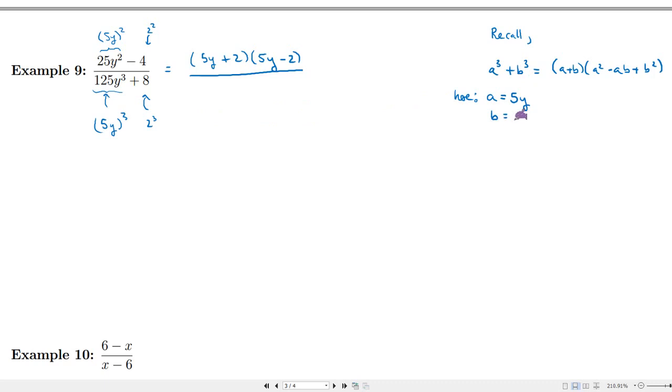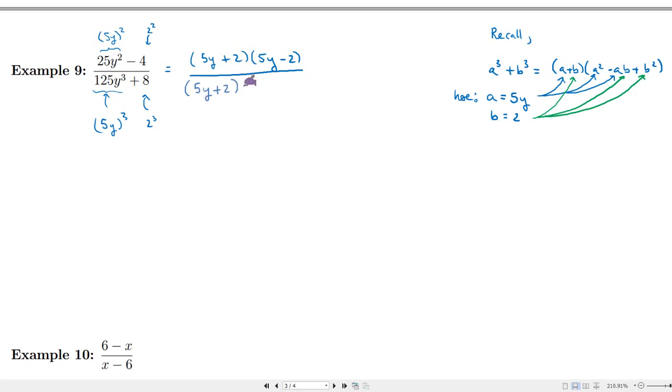And what's b? b is 2. So all we've got to do is replace all the a's with this 5y, and the b's, let me switch to another color here, the b's will be replaced with a bunch of 2's. All right, so that's how we will use that formula. So let's write that out. We will have a plus b, so that'll be 5y plus 2. 5y plus 2.